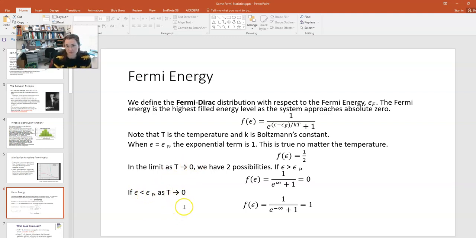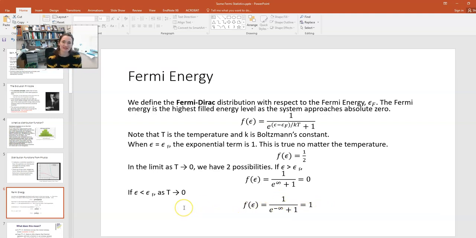T approaches 0, okay? In that case, epsilon minus E Fermi, the Fermi energy, would be a negative number, right? In that case, you have e to the negative number divided by 0. So that means that it approaches negative infinity, right? So then you have 1 over e to the minus infinity plus 1. Well, e to the minus infinity is 0, right? So that means that you have 1 over 1, which is 1.